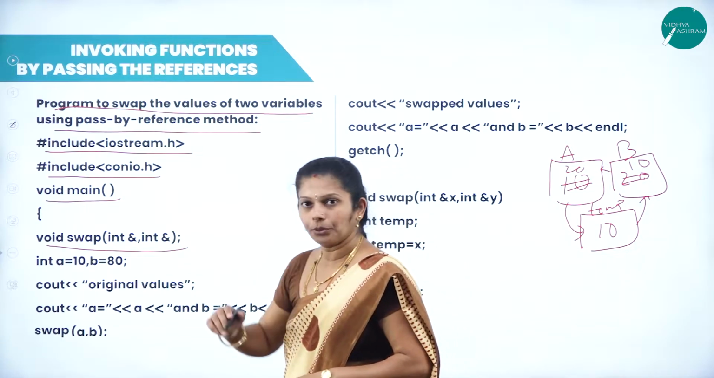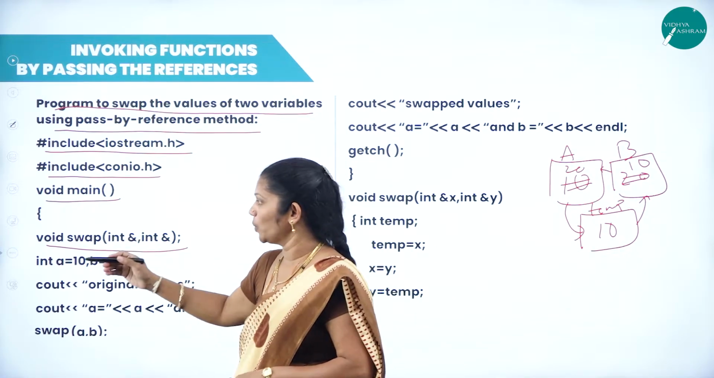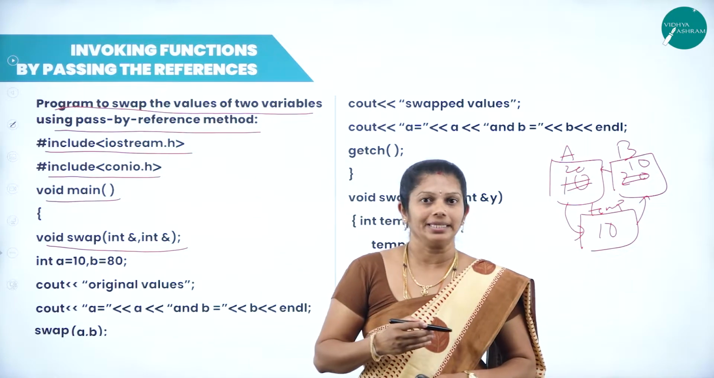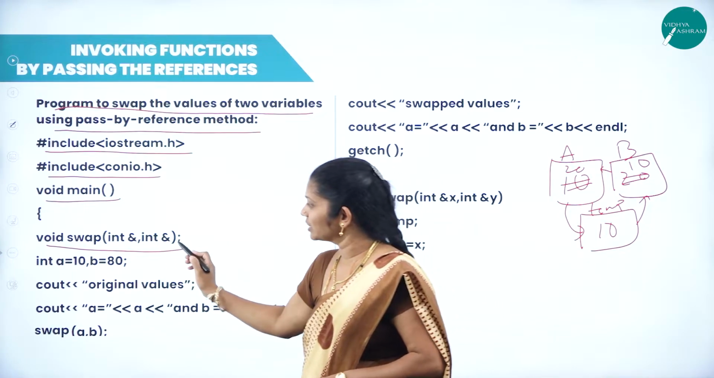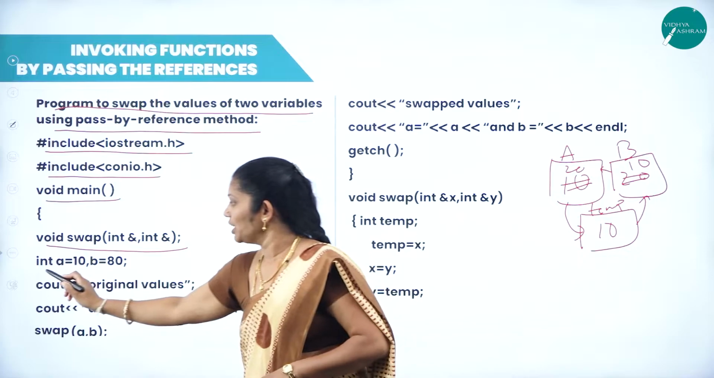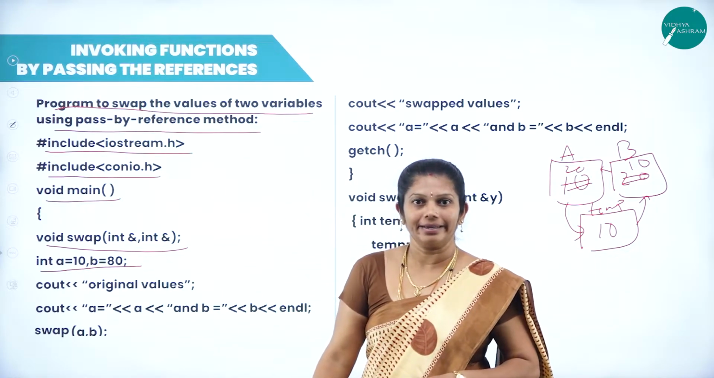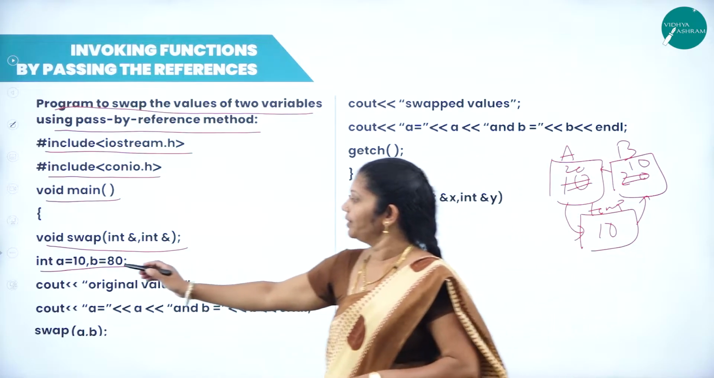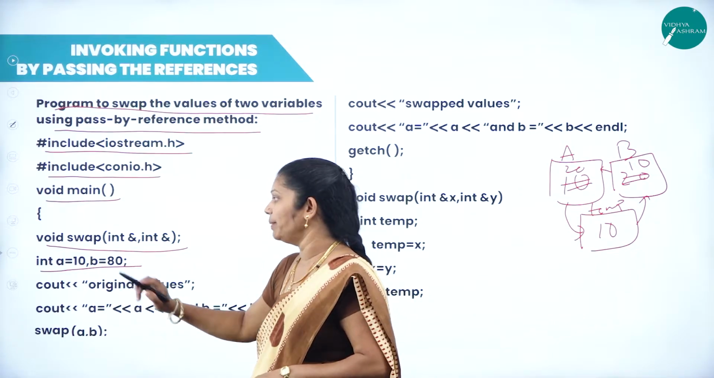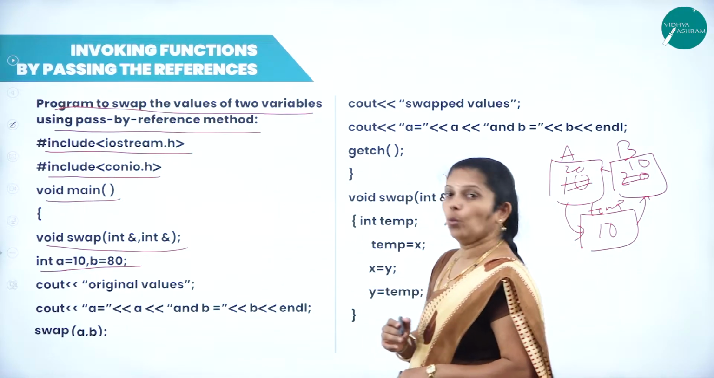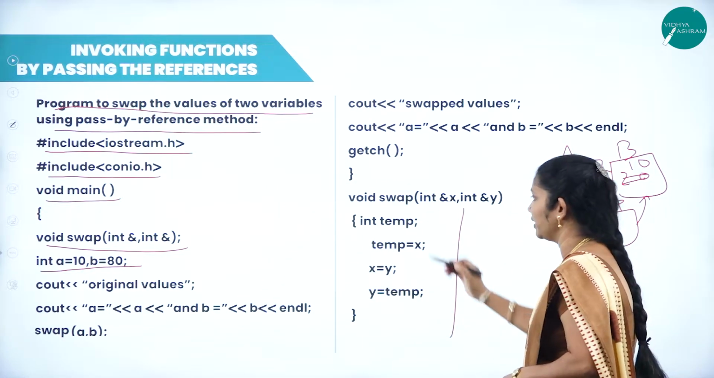Here, this is the prototype. That means swap is the function name, and the return type we have given is void. It means that there is no return value here. To pass the address, we are using int &, int &. Then we are declaring and initializing A equals 10 and B equals 80. Here for A we are initializing 10 and for B, 80.